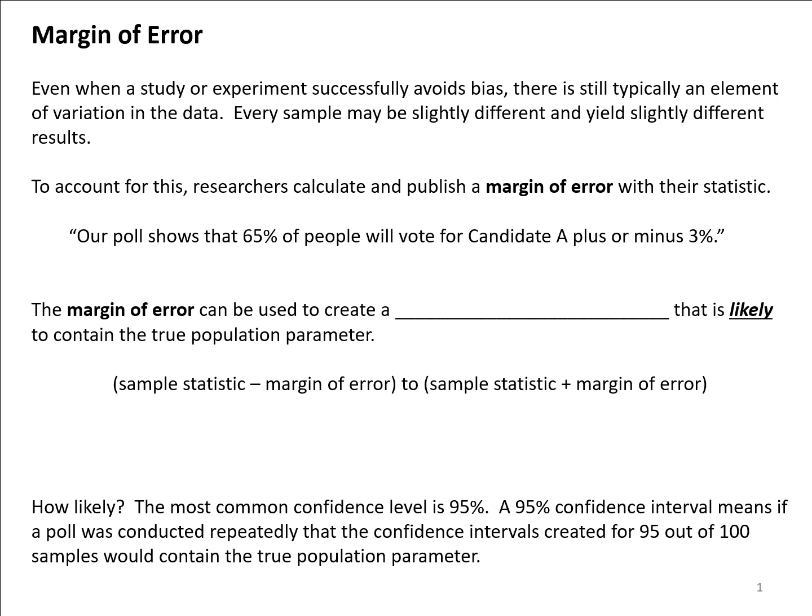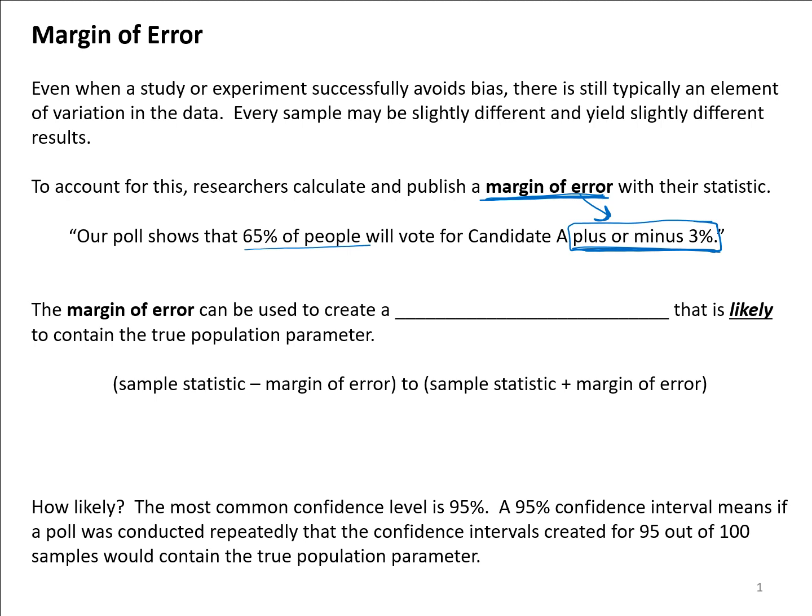Even when a study or an experiment successfully avoids bias, there is still typically an element of variation in the data. Every sample may be slightly different and yield slightly different results. To account for this, researchers calculate and publish what we call a margin of error with their statistics. For instance, our poll shows that 65% of the people will vote for candidate A plus or minus 3%. That plus or minus 3% is what we refer to as a margin of error.